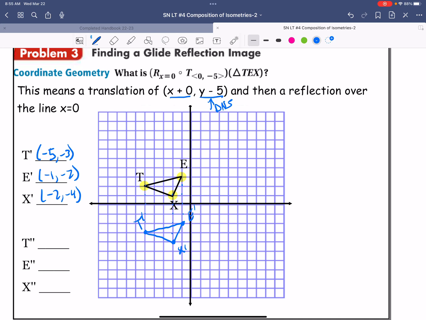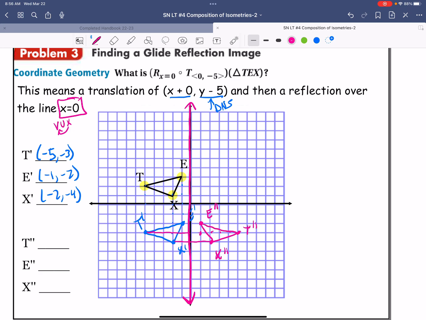Then reflect over the line y equals 0. Or I'm sorry, x equals 0. X equals a number must be a vertical line at 0. It actually is the y-axis. The y-axis is the line x equals 0. So we're going to reflect over this line and we get E double prime. X goes 2 away, X double prime. And then 1, 2, 3, 4, 5. 1, 2, 3, 4, 5. T double prime.